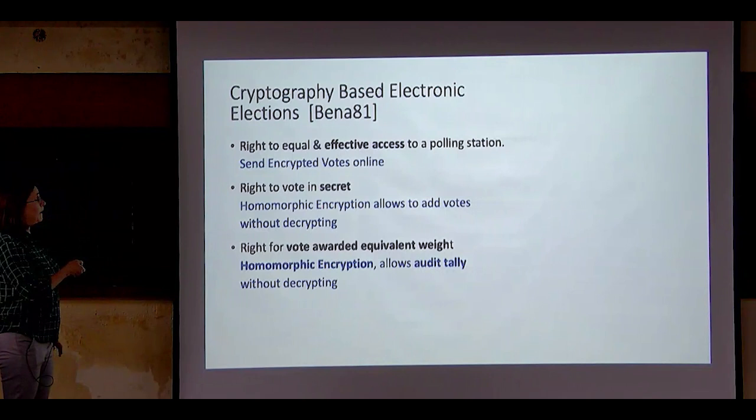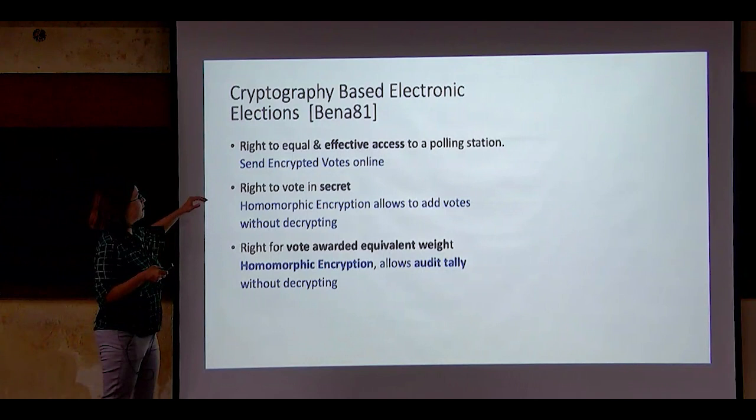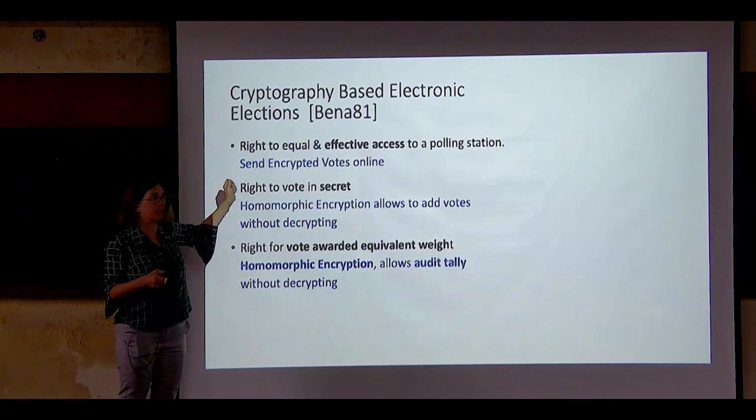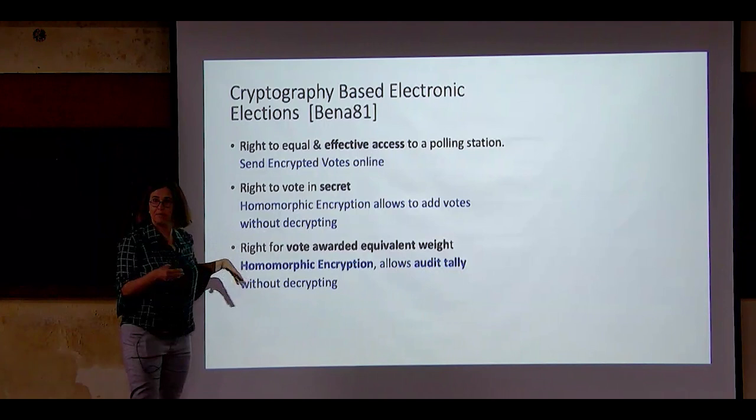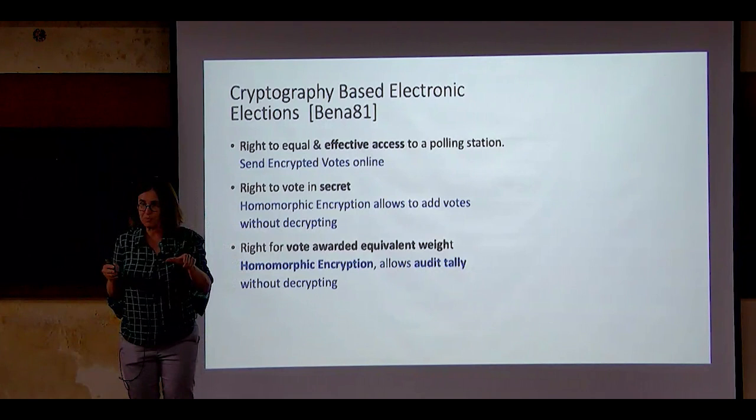The understanding was that in order to have a good electronic voting system, you need the right for equal and effective access to a polling station. Check, you just send your encrypted vote online. You need the right to vote in secret. You vote at home and encrypt your vote, so that's secret. You need the right for a vote to be awarded equivalent weight. Yes, because this way of tallying didn't give one vote five votes; every single vote counted once. But there is one more thing in voting.